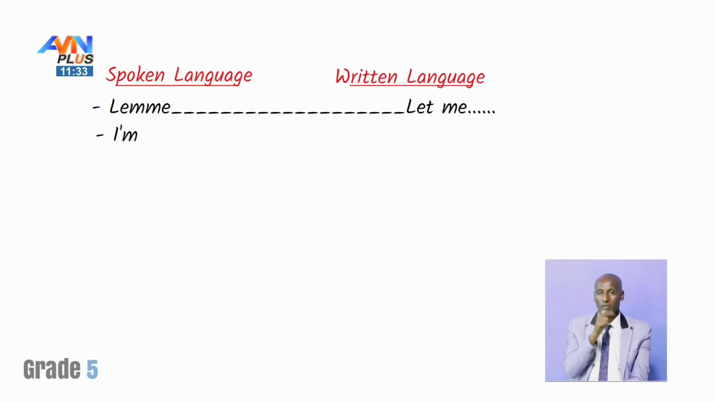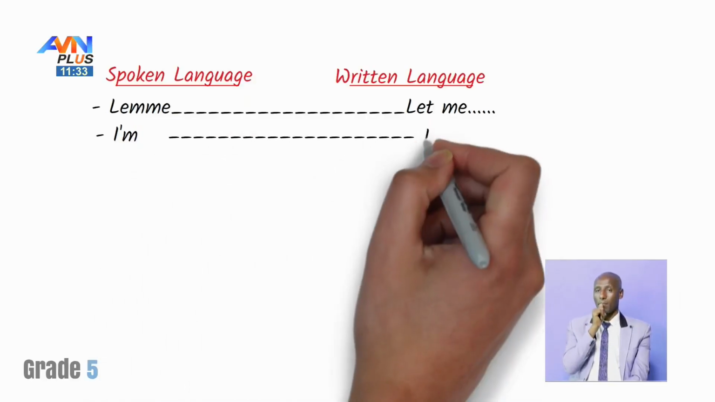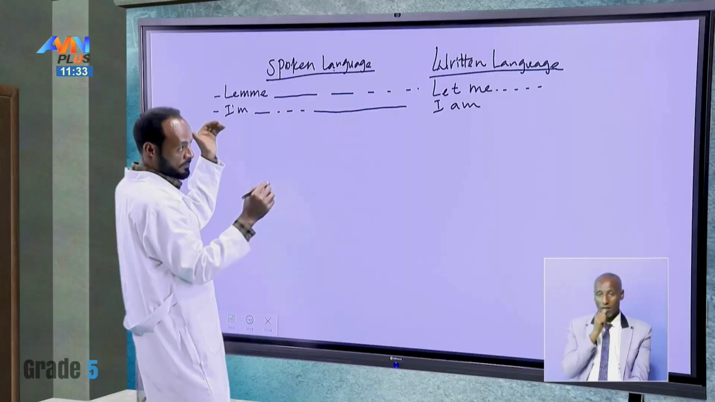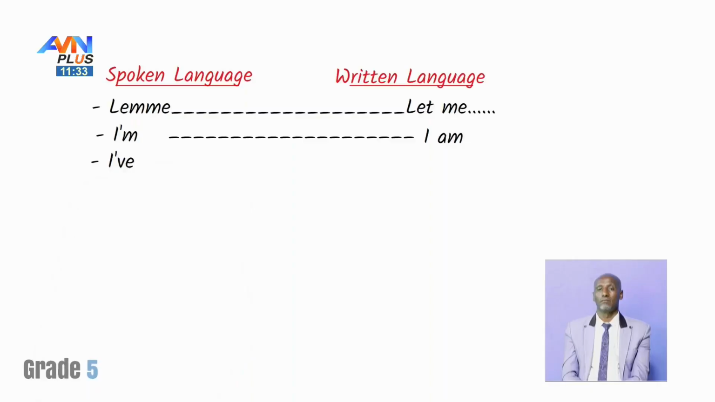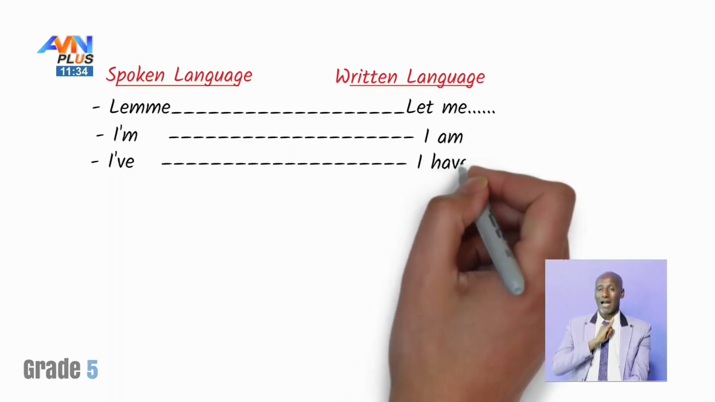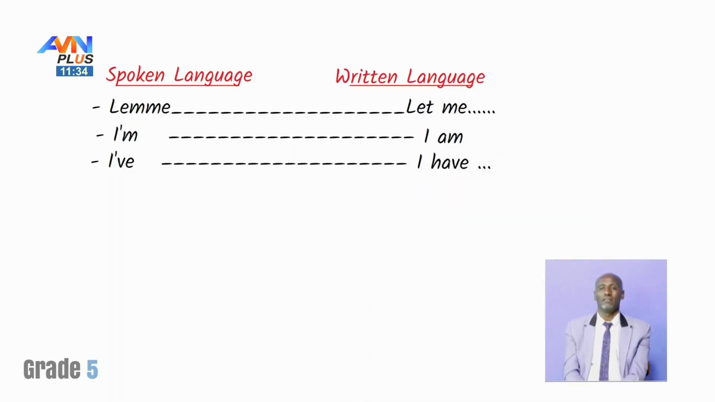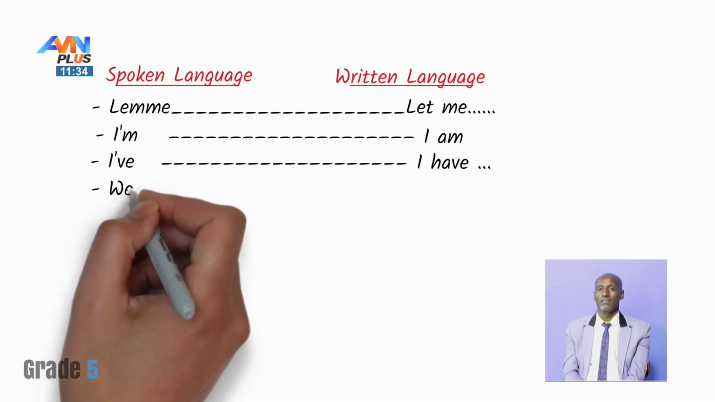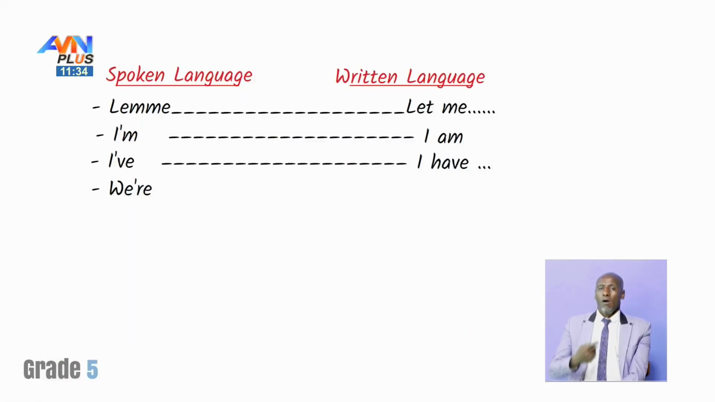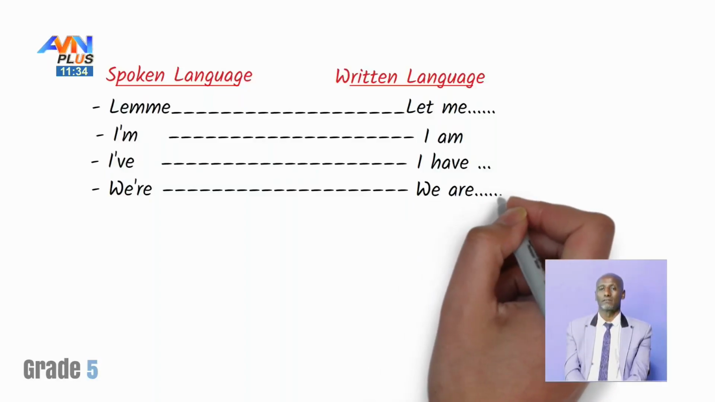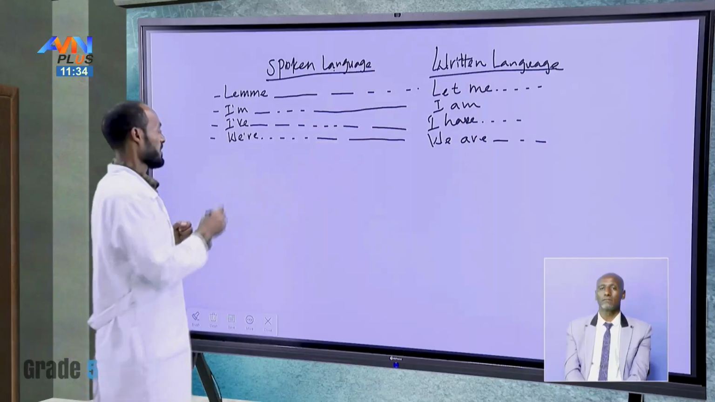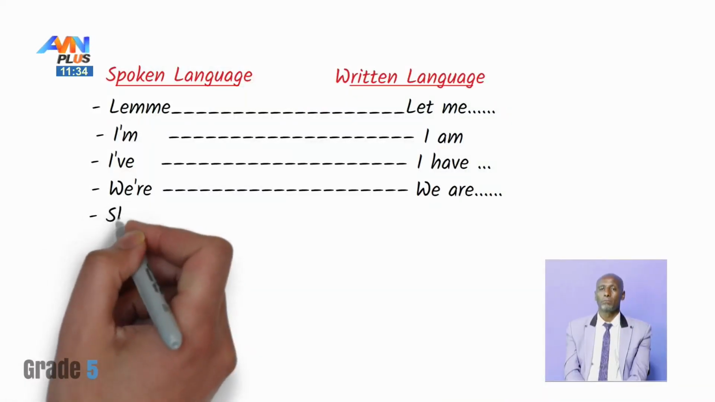I'm, here we can say "am." If you want to say "I am," you say what? "I'm." Another one is here, "I've." When we want to say "I have," we can say "I've." In written forms, which means in formal ways, we have to say "I have." What are other expressions here? We can say "we're." We are. "We're" means we are. We are, we're.